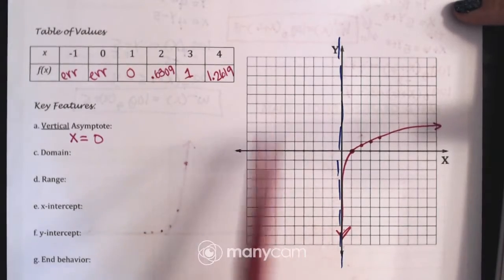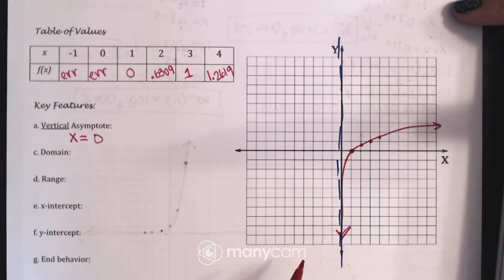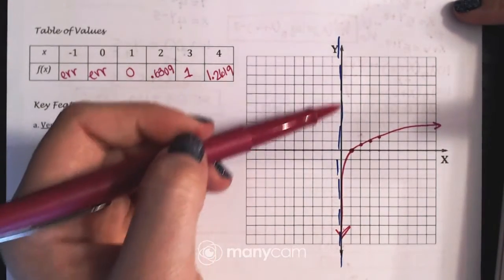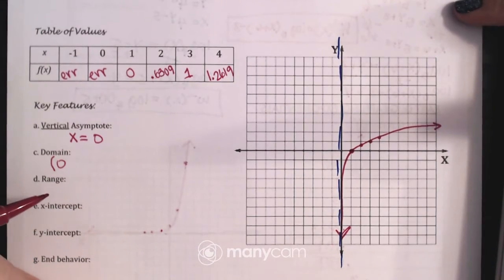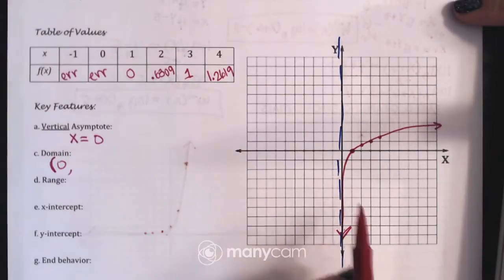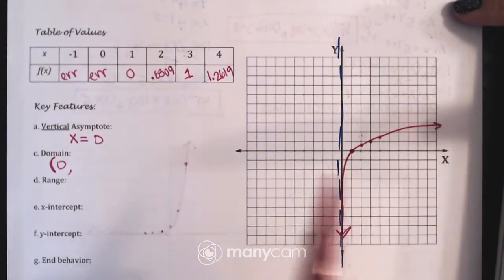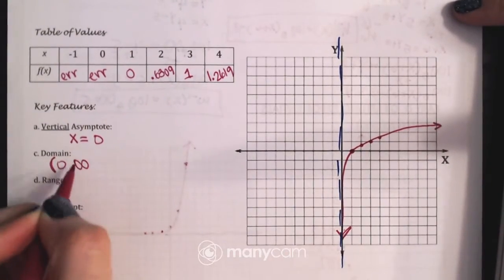My domain is where the problem lies with log graphs. I can see there's nothing on the left side here. So that affects my domain. My domain doesn't start until 0, not including 0. That's why it's a parentheses. But then my function goes to the right, so I cover all of those x values to infinity.